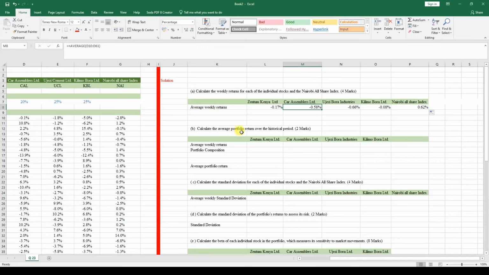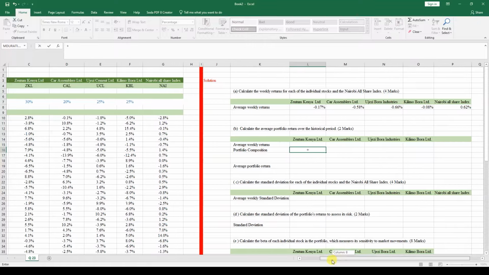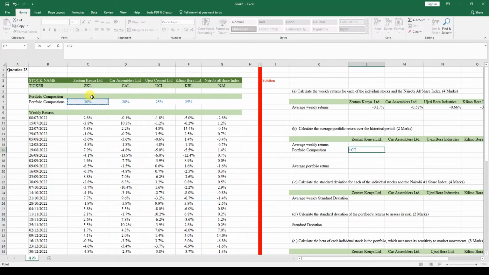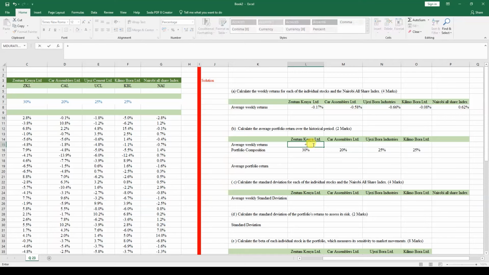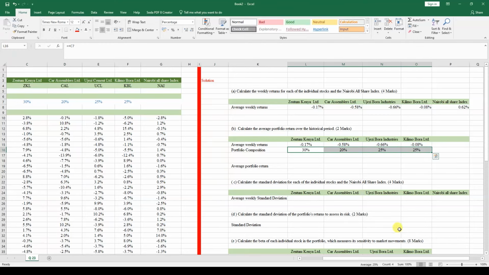You're told to calculate the average portfolio return over the historical period. We have been given the portfolio composition, and the portfolio composition can be linked with this top part right here. Enter. And we link it with all of them towards the right, control R, like that, so that you can pick the portfolio composition. Remember, we have computed the average weekly returns above here. So we just link it with up above there, and then we drag it, control R, the same values, excluding the All Share Index. Because all of these portfolio compositions total to 100%, as you can see down here, we cannot include the All Share Index in our portfolio.